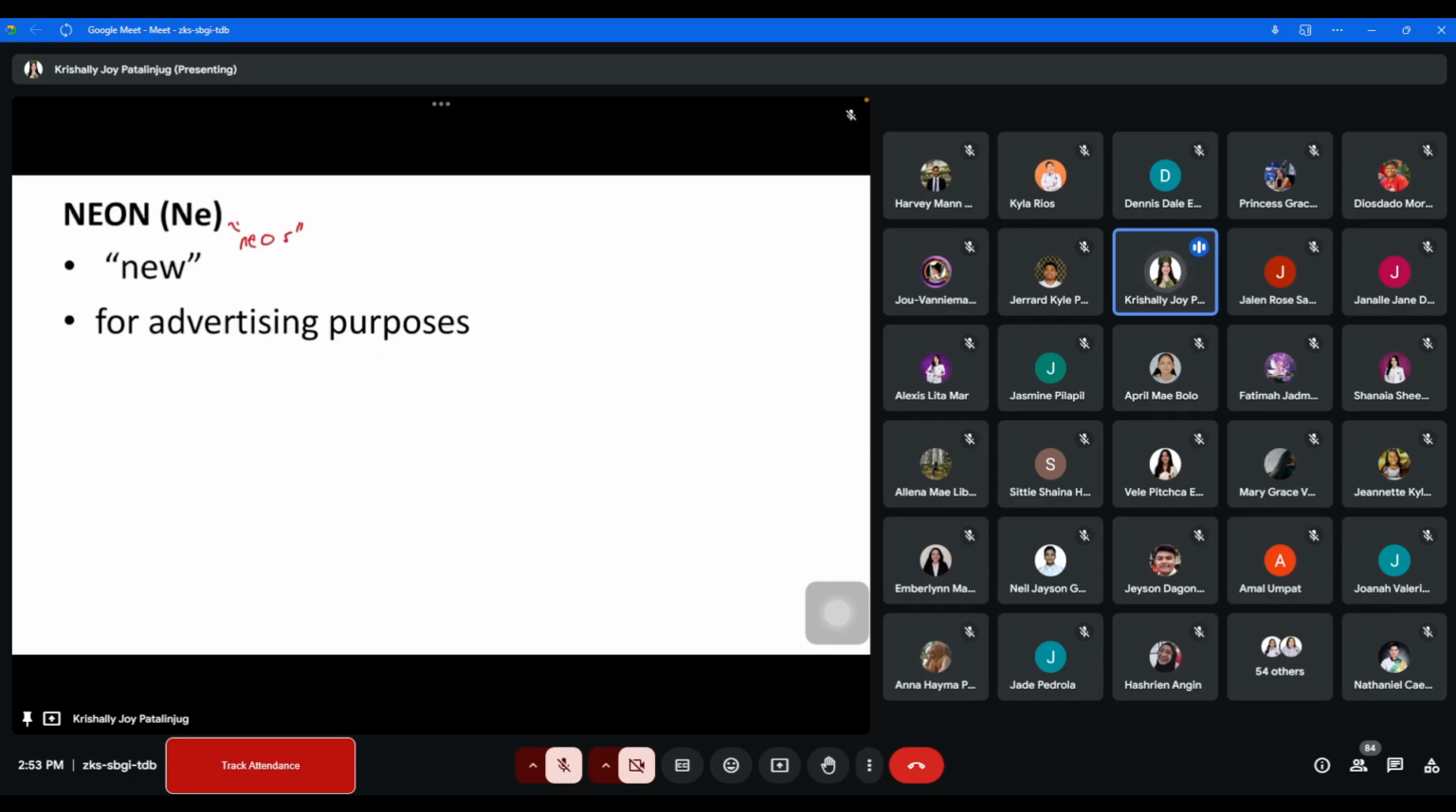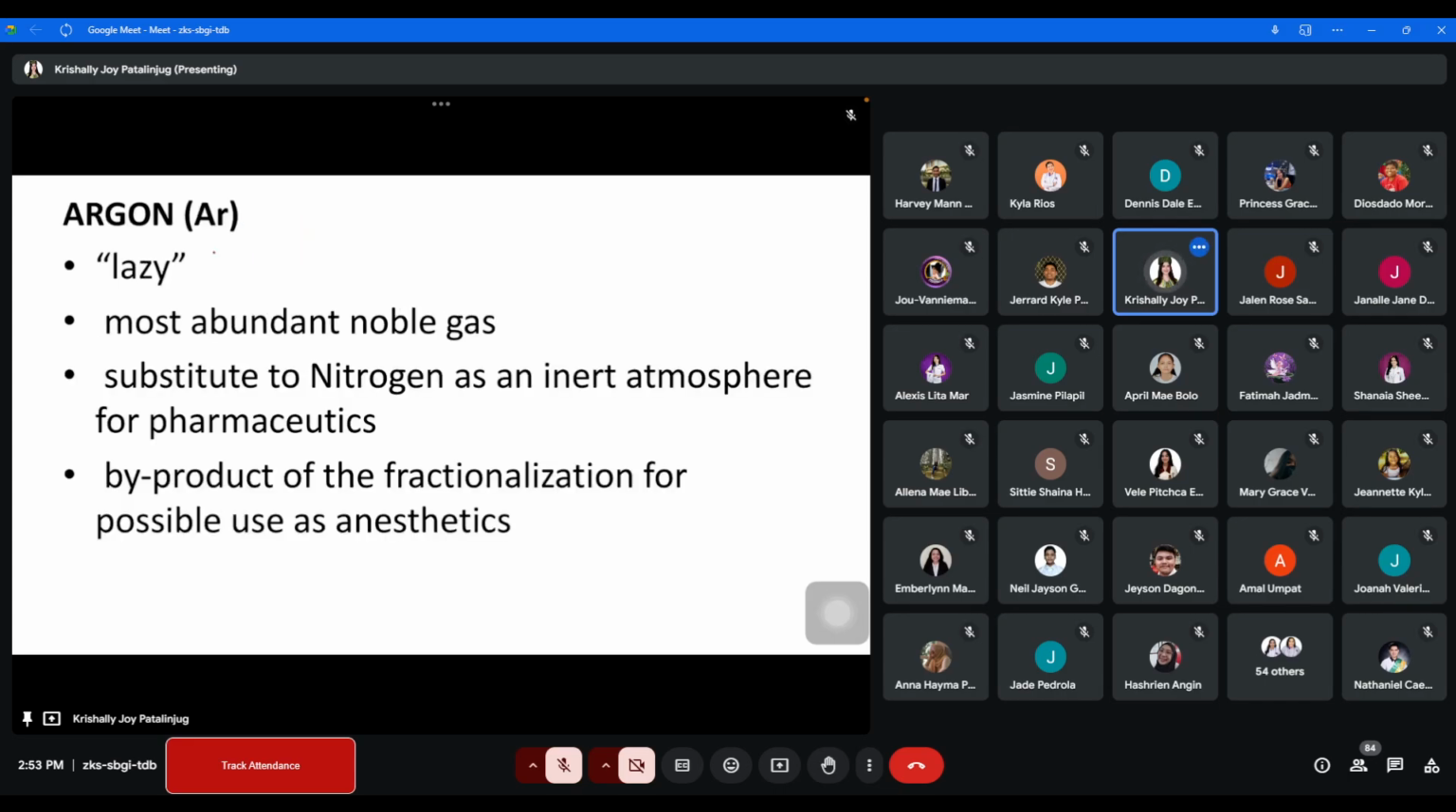Ibig sabihin ng neos, new. So, yung mga neon-containing lights for advertising purposes yan. Argon, it comes from the Greek word argos. Ibig sabihin ng argos, inactive. Inactive, kaya lazy yung nakalagay dyan. Diba? Kung lazy, inactive yun.